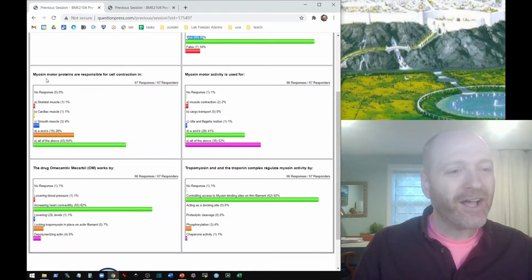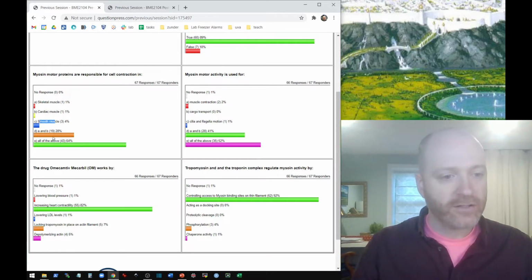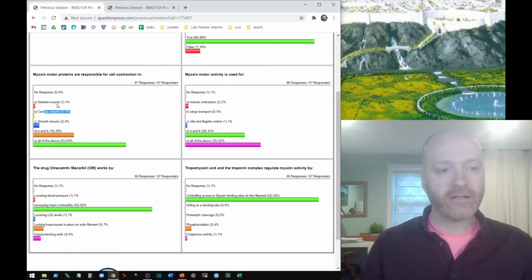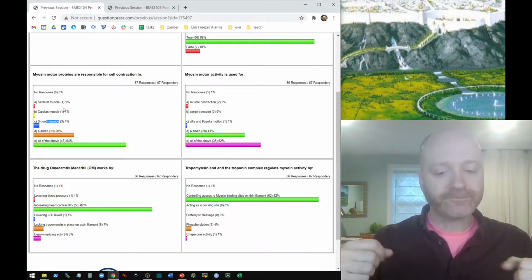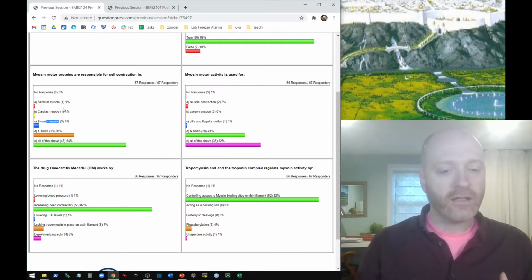All right, myosin motor proteins are responsible for cell contraction in skeletal muscle, cardiac muscle, and smooth muscle. So the correct answer here is all of the above. Remember, skeletal muscle and cardiac muscle have sarcomeres, so they're striated, but smooth muscle also has that kind of net-like network of actin thin filaments that surrounds the cell and contracts as well.